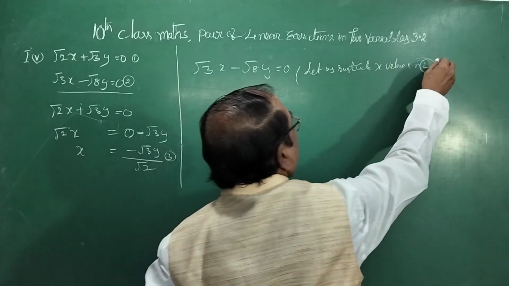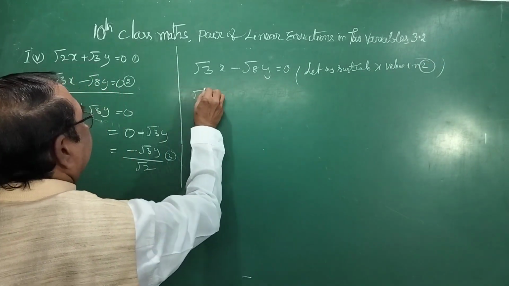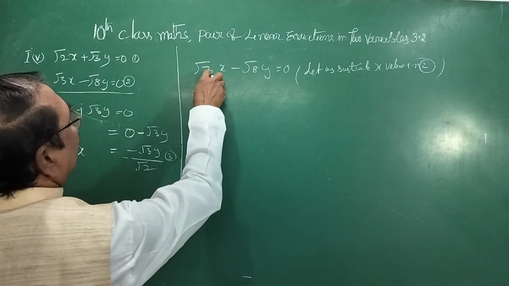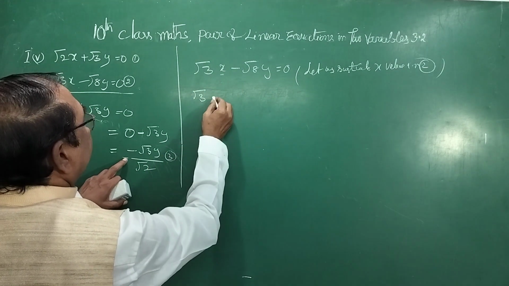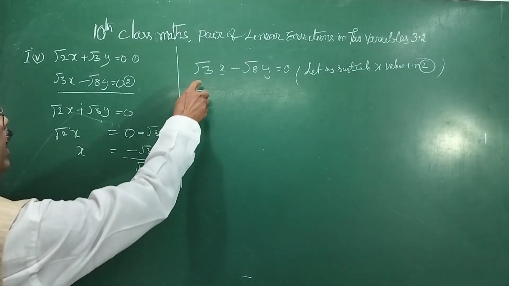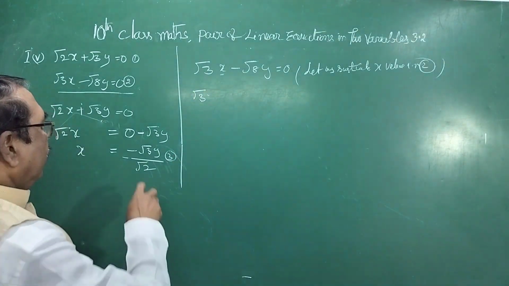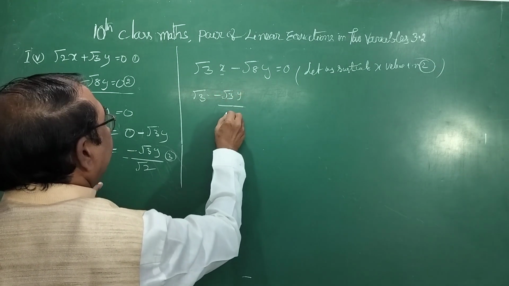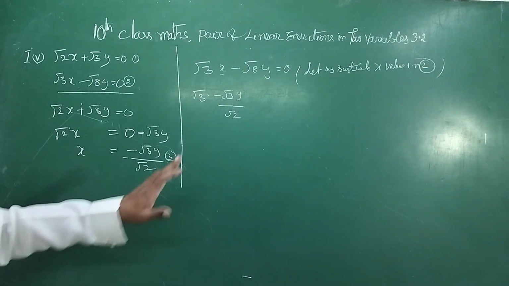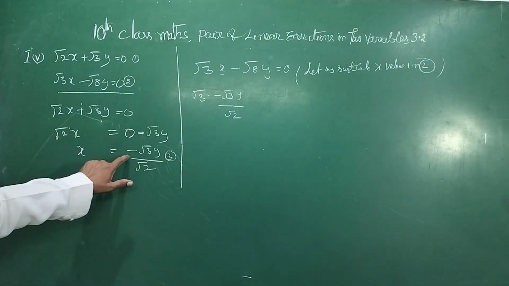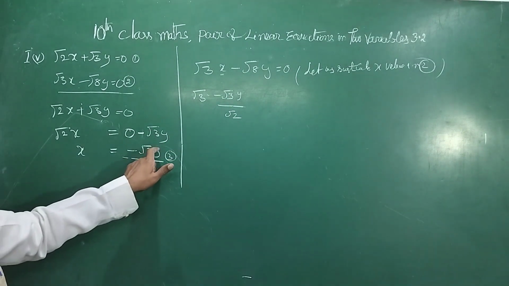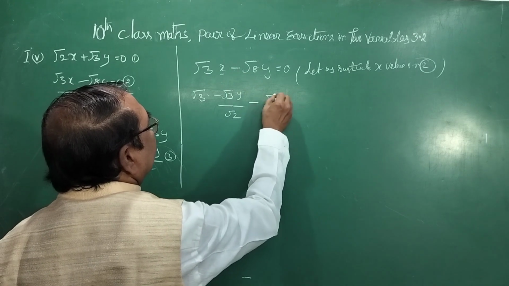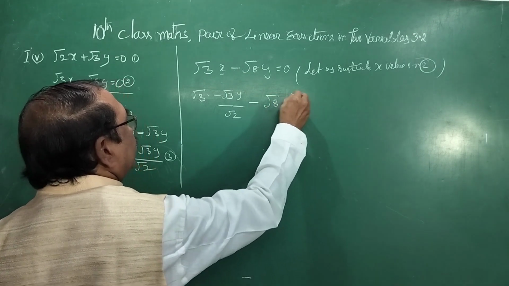Now let us substitute. Root 3, and the x value is minus root 3y by root 2. What is root 3x? Root 3 into x. I didn't write it here, but I simply substituted x as minus root 3y by root 2. As usual, let us write minus root 8y is equal to 0.